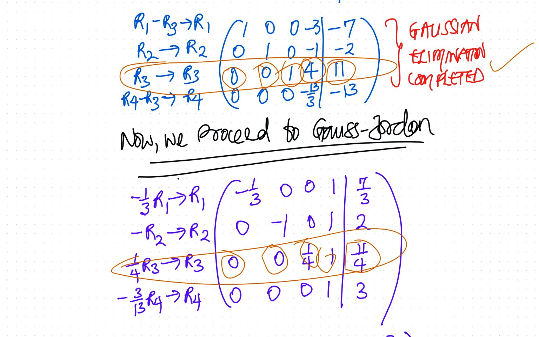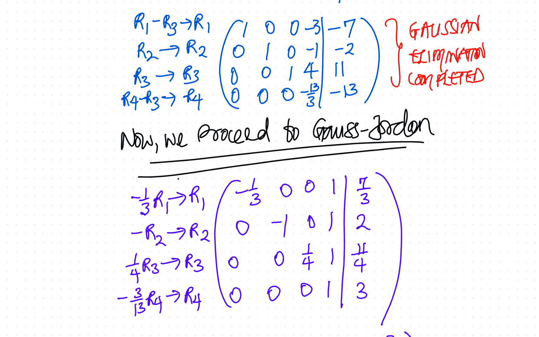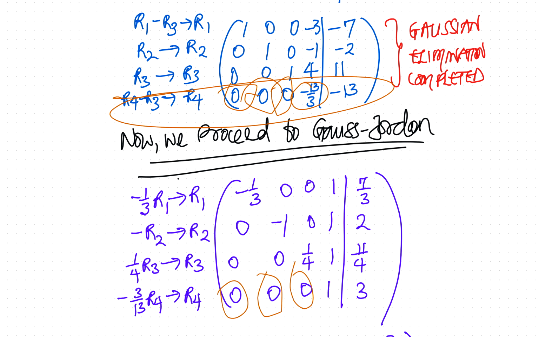And row 4, we need this to be 1 in row 4, right? So we just multiply R4 by the multiplicative inverse, which is minus 1 over 13. So times this is 0, 0, 0, 0, and this will give you 1. And then minus 13 times minus 3 over 13, that just gives you 3. And with that, you have made it easier to subtract.